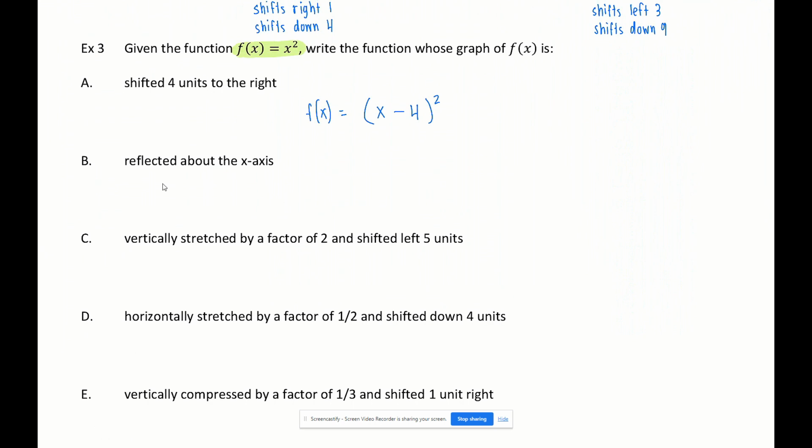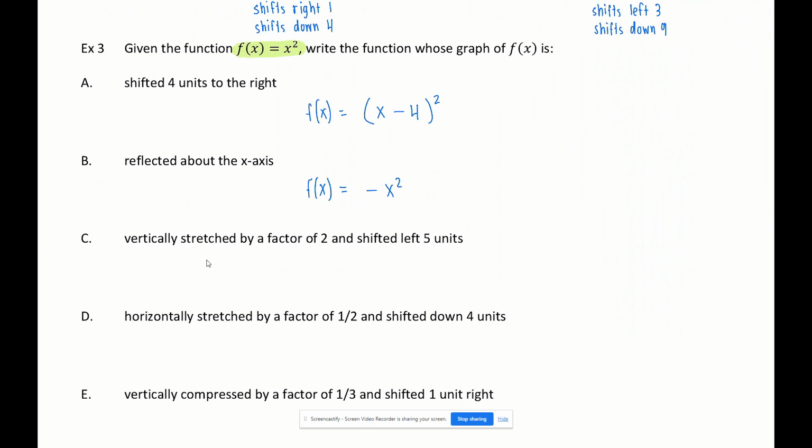Okay, look at this one. It's reflected about the x-axis. Okay, so let me get some of this written. Reflected about the x-axis. Okay, here's the x-axis, guys. What kind of reflection is that? Vertical. That's a vertical reflection. So where does it have to happen? On the outside. So that negative needs to be outside x squared. So no parentheses. There's no inside.